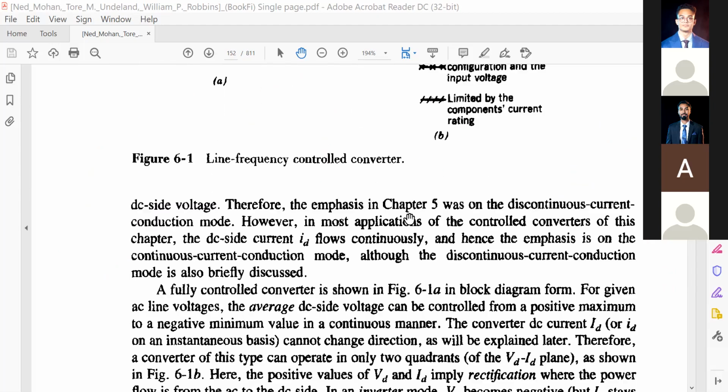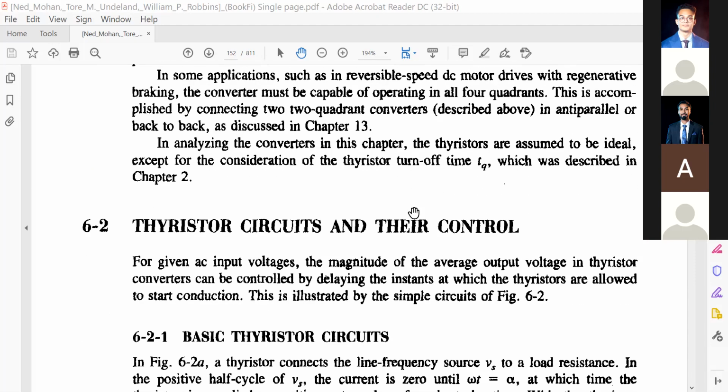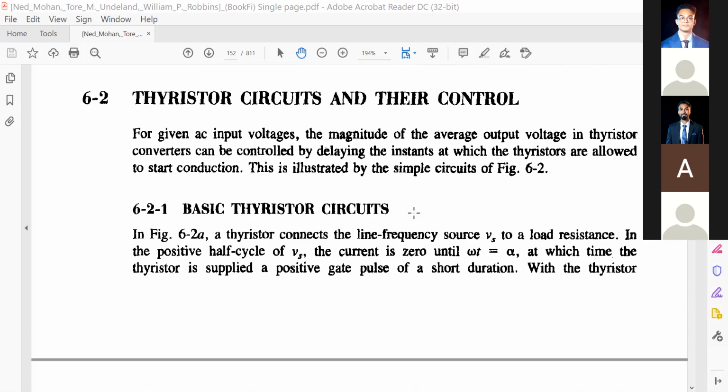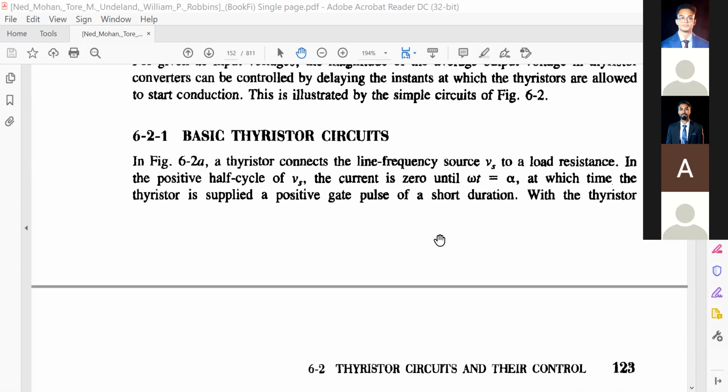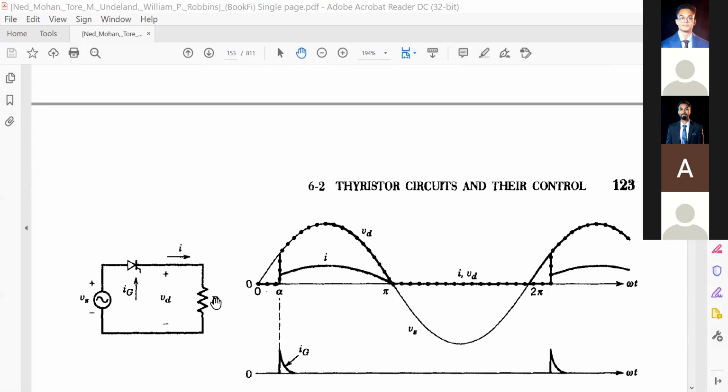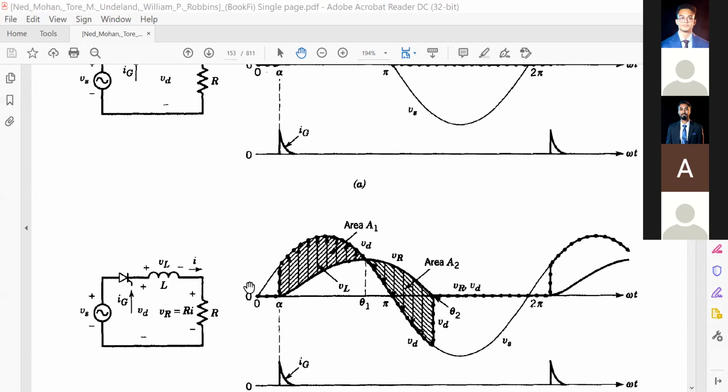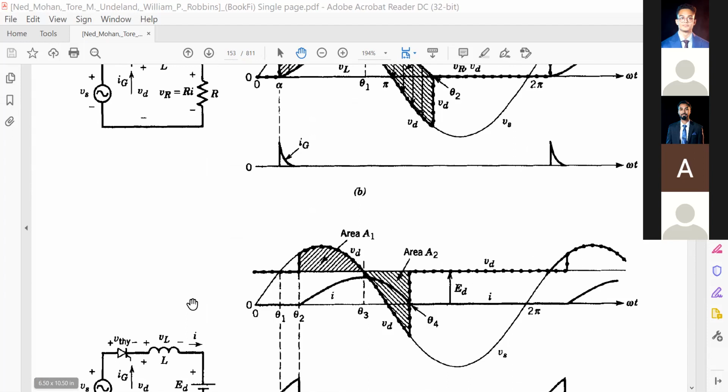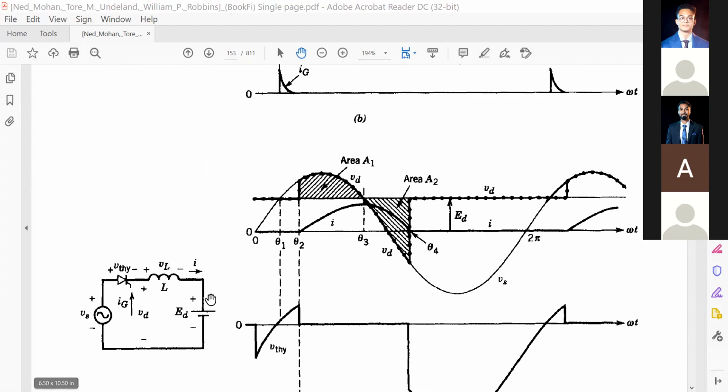Now in our diode cases, we have studied three basic circuits, if you remember. One is with the resistive load, another is the RL load, and another is the L load with a constant DC source.